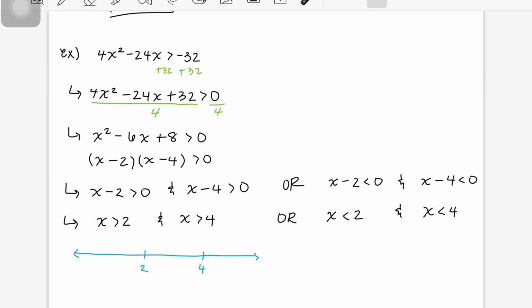Okay? So essentially, if we are looking at x values that are greater than 4, it does also imply that we're looking at x values greater than 2. So we're going to take these x values here.